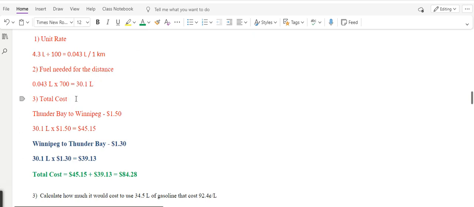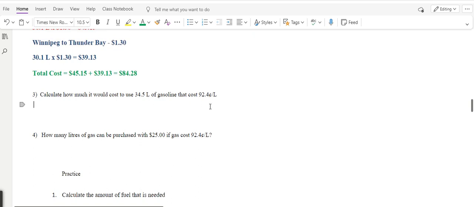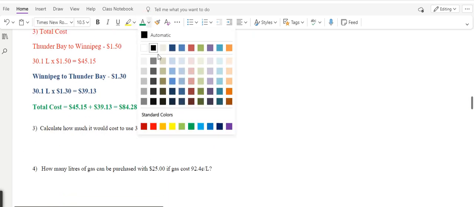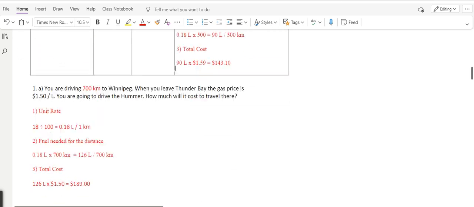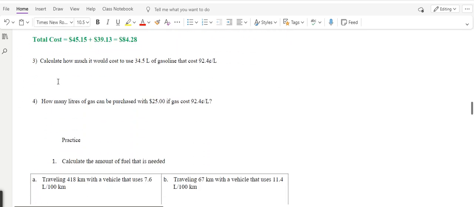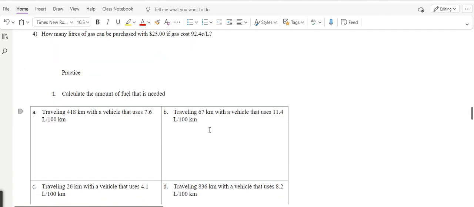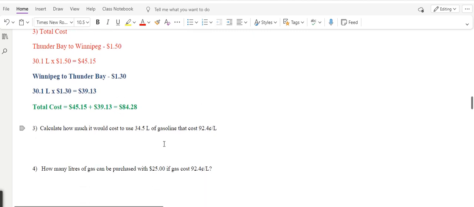Okay. 2 small questions to round us out. How much would it cost to use 34.5 liters of gasoline that costs this price? So now we're talking about pretty much just the total cost from before. So these first few questions, we did all of the steps required in order to solve these. But for questions 3 and 4, and some of these other questions here to get us started, we will do smaller calculations. So let's have a look.